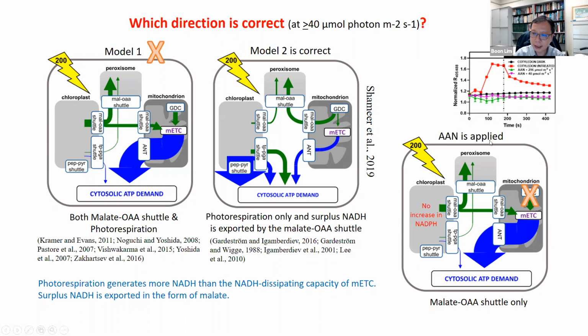When AAN is applied, there is no NADH generation from the GDC, then the malate-OAA shuttle will be very effective in transferring the reducing power in the chloroplast to the mitochondrion, and that's why we do not see an increase in NADPH or NADH-NAD ratio in the chloroplast when there is no photorespiration.